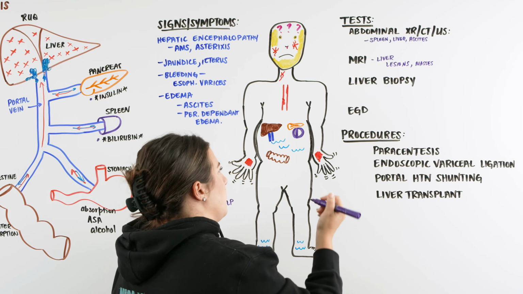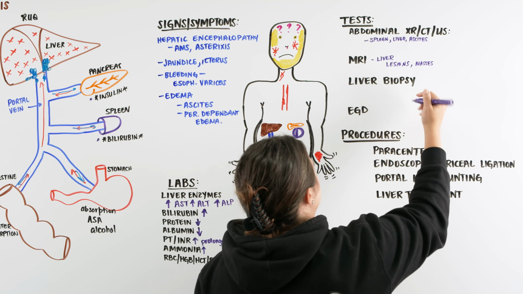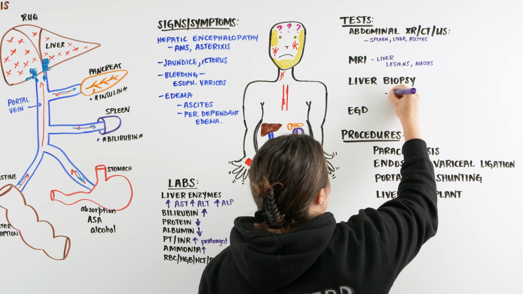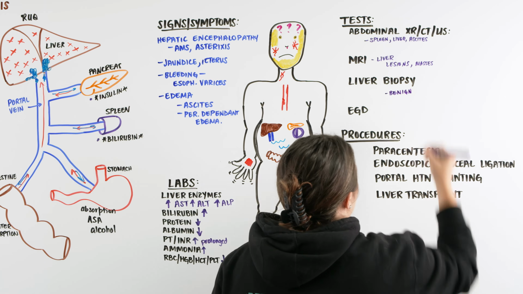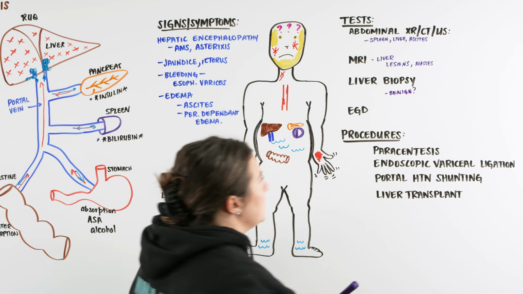And then we'll have one of our gold standard tests of the liver, the biopsy, to be able to tell if we have a benign mass, if there is a mass, or if it's malignant, so that we can figure out what our process is here.